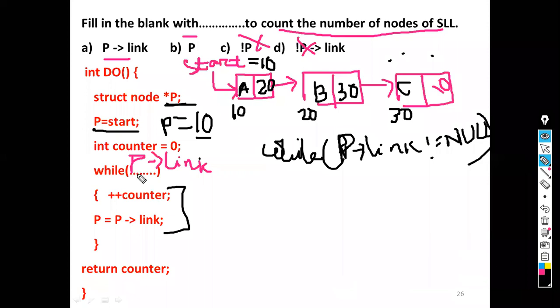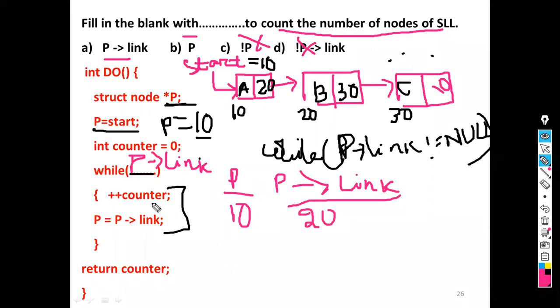So now while this condition should be true, it is going to update the counter value and P is incremented to the next. Or it is going to forward to the next node of the linked list. Now P of link, in this case P equal to 10. And what is P link? P link for the address 10, what is the link part? 20, right? 20 is not equal to null, so this condition is true, so it is going to increment counter.